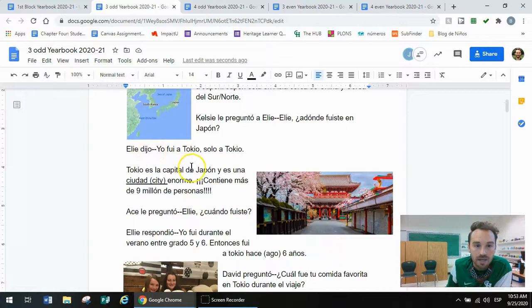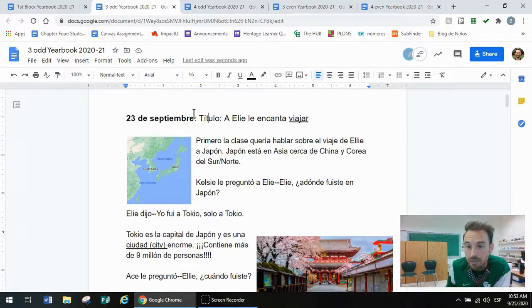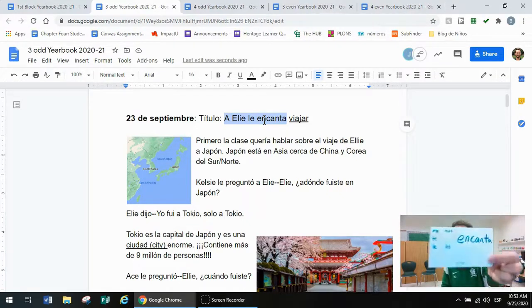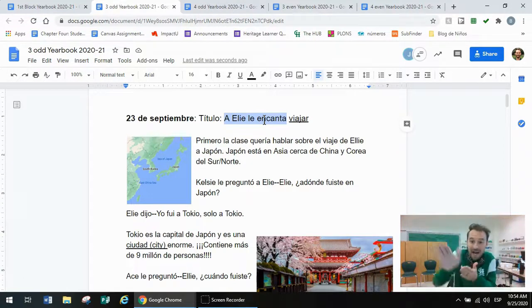So I'm taking notes as we go along here, and then at the end of class, we read it. I just say, all right, now I'm going to read this in Spanish. Please attend to the reading. Hoy, la fecha de hoy es el 23 de septiembre. El título de la clase hoy es A Ellie le encanta viajar. Viajar.